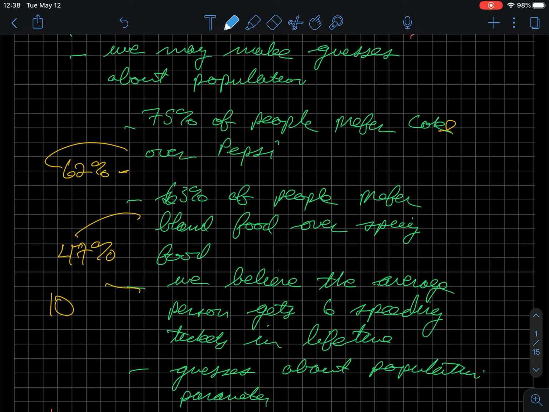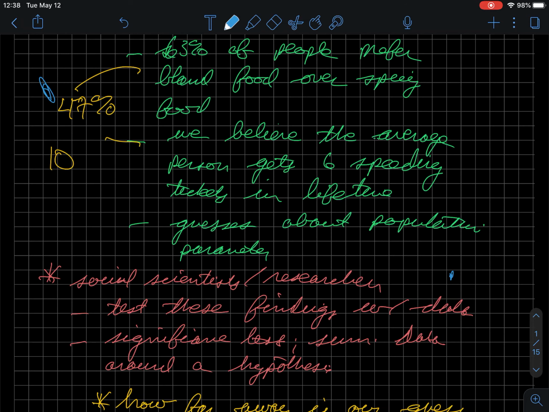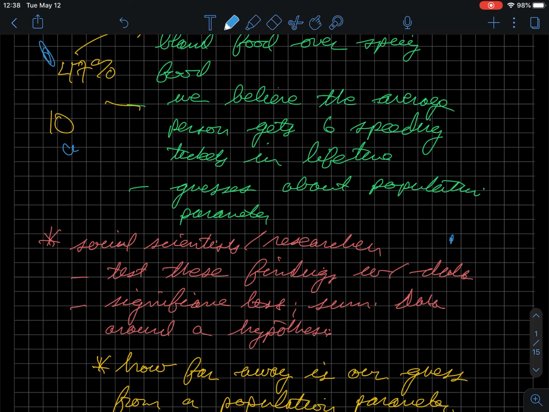So one way to do this is, for example, if we believe that people prefer Coke over Pepsi, 75%, we might say we collected data and we found it was actually 62%. If we were interested in people preferring bland food over spicy food, so 63%, maybe we'd say it's actually 47%. If we believe that the average person gets 6 speeding tickets in a lifetime, we might say, after collecting data, it's actually 10 based off of that.